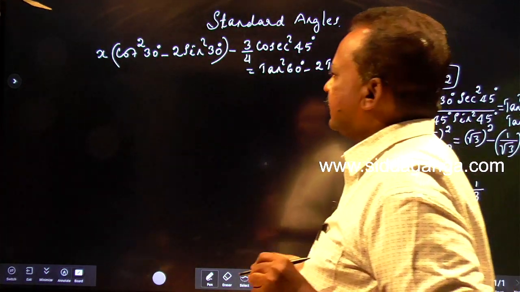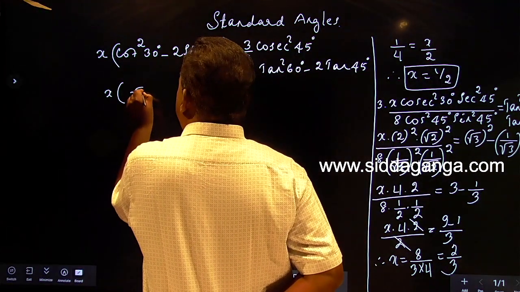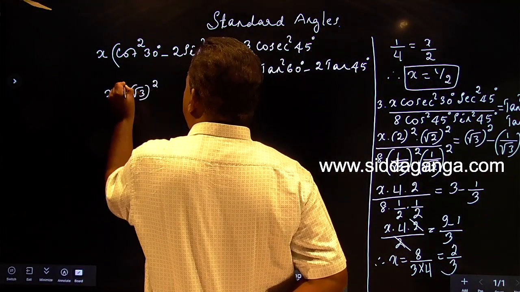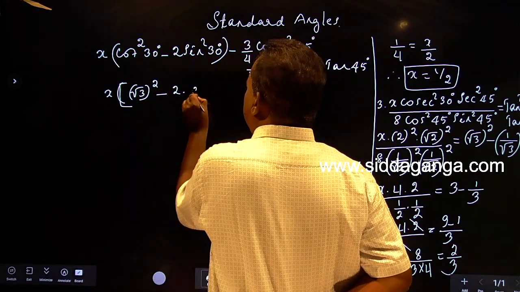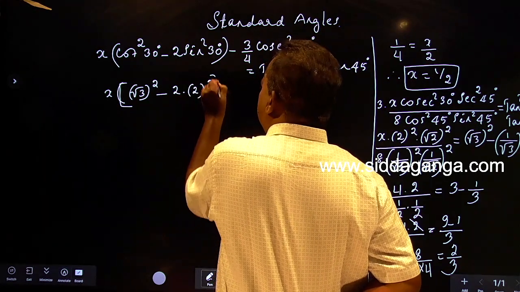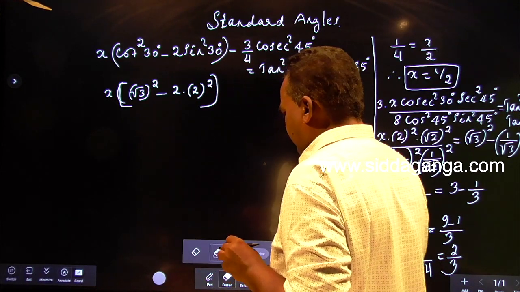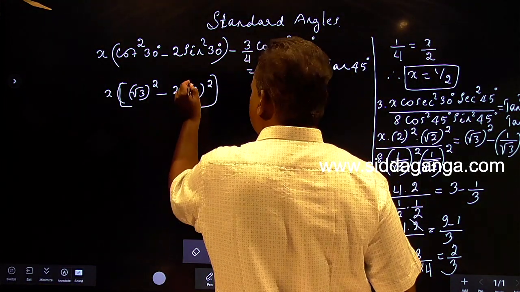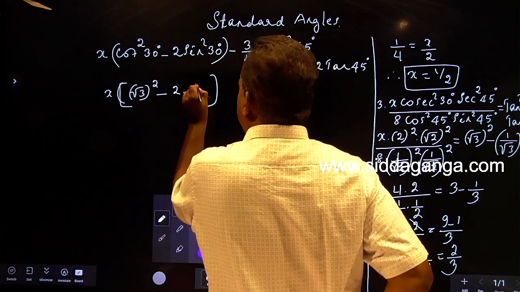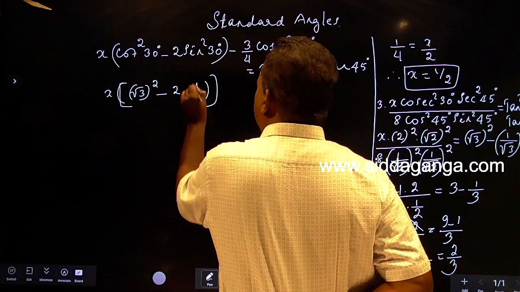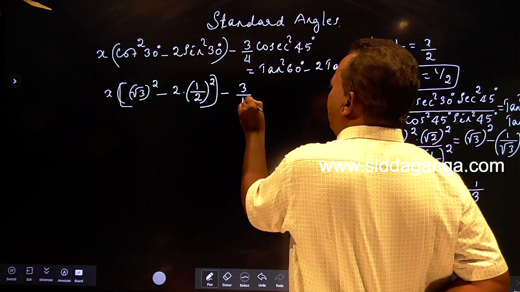Okay. Substitute the values. X into what is cot 30? Root 3 whole square minus 2 into what is sin 30? Sorry, sin 30 value is 1 by 2. So that must be 1 by 2 whole square minus 3 by 4. What is cosec 45?